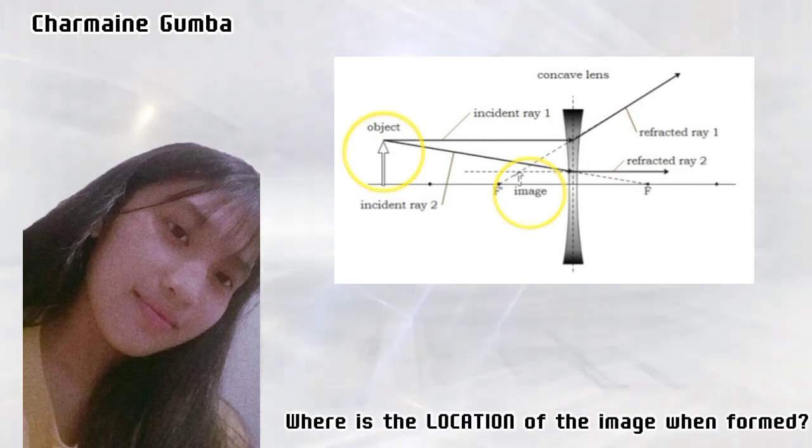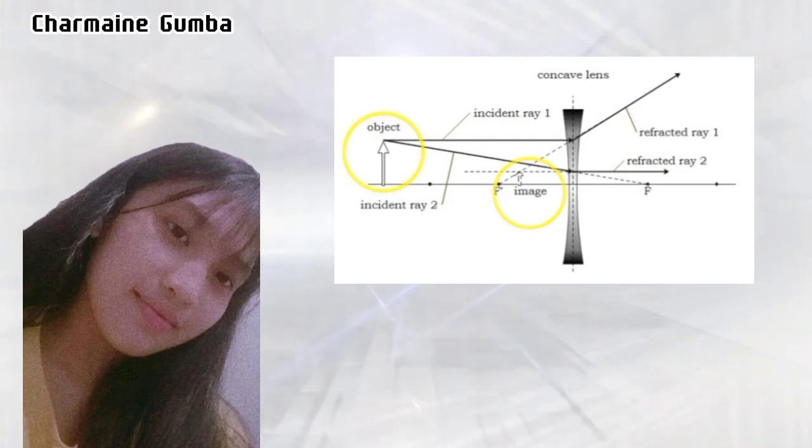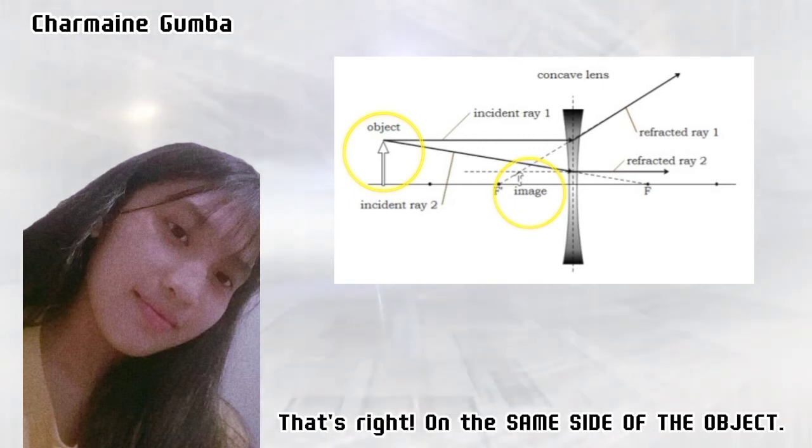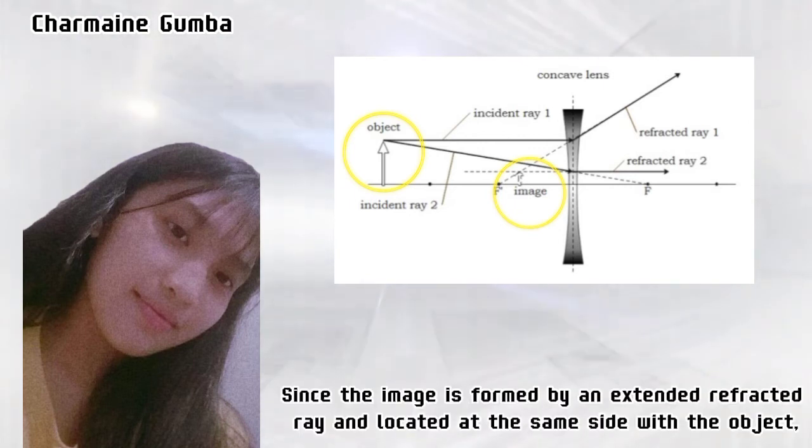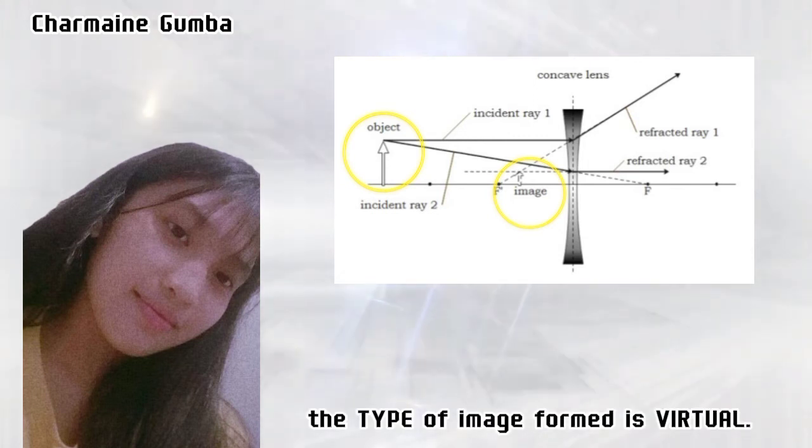Where is the location of the image when formed? That's right, on the same side of the object. Since the image is formed by an extended refracted ray and located at the same side of the object, the type of image formed is virtual.